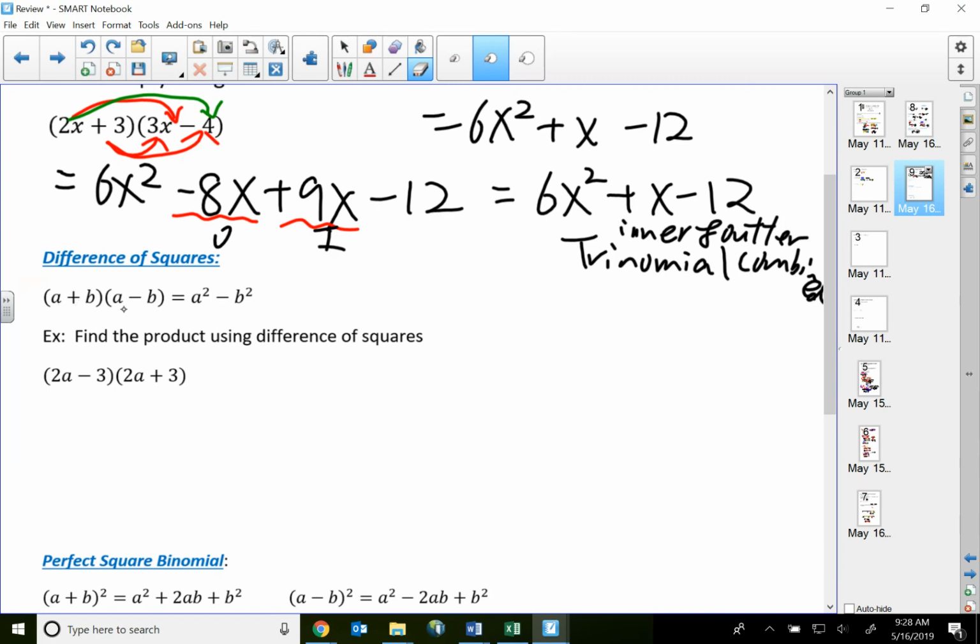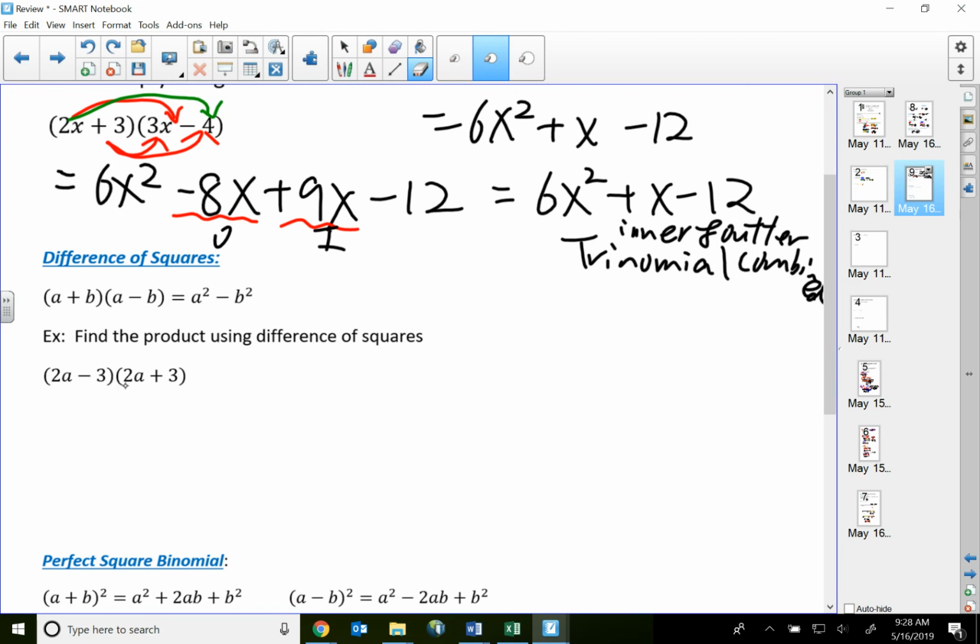Okay, so the first terms are exactly the same, the second terms are exactly the same. By one being positive and the other one being negative, both the inner and the outer terms are exactly the same with opposite signs, so they will actually cancel out. If you try to FOIL it out, you will notice the two middle terms cancel out. All right, that's why my answer only has two terms. It's called the difference, meaning subtraction, difference of squares.